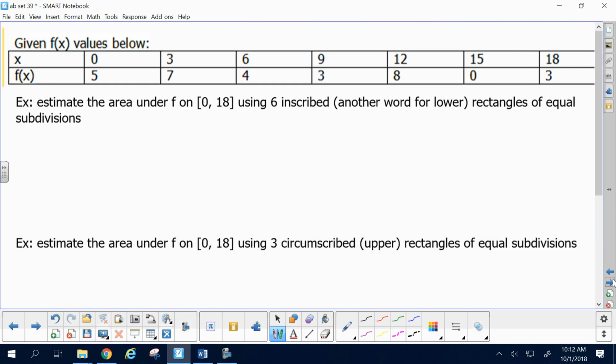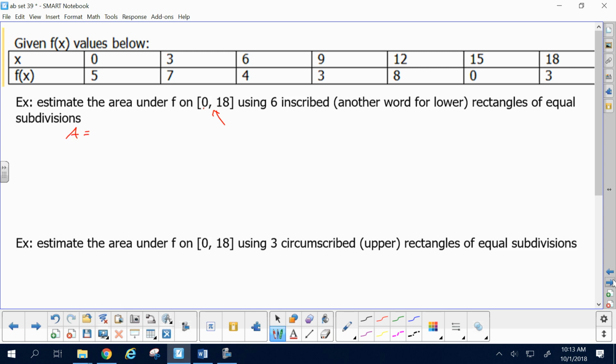All right. Let's go to just a little bit of vocabulary, but it's not really a big difference, right? Another word sometimes for lower is inscribed. Inscribed means within, or barely touching at the innermost point. And so you will sometimes see books use inscribed rather than lower, but it's the same idea. So if we were to estimate the area under the curve from 0 to 18, don't assume that they always use the whole region. Sometimes they'll actually only ask you for the area only from 0 to 6, so read carefully, but in this case they are saying the whole region, using 6 inscribed rectangles.